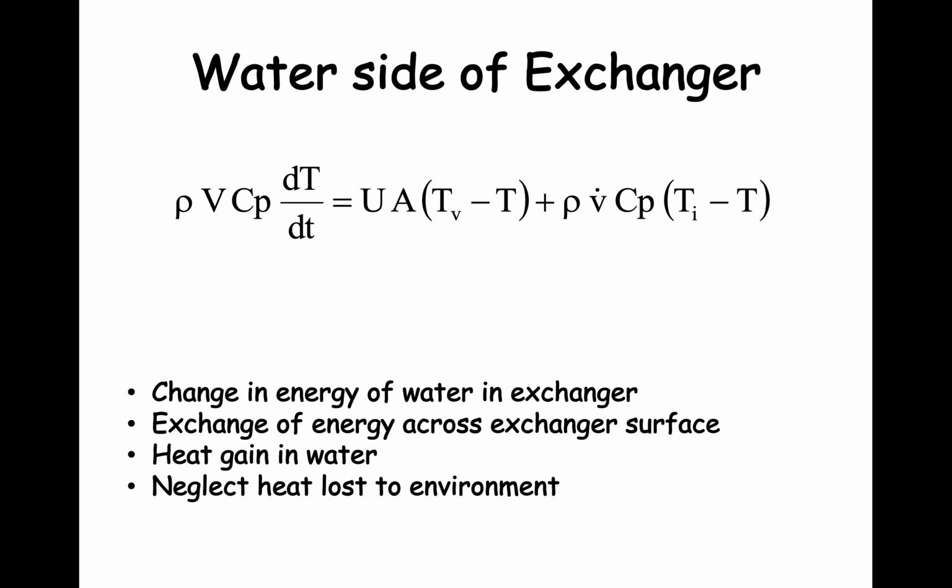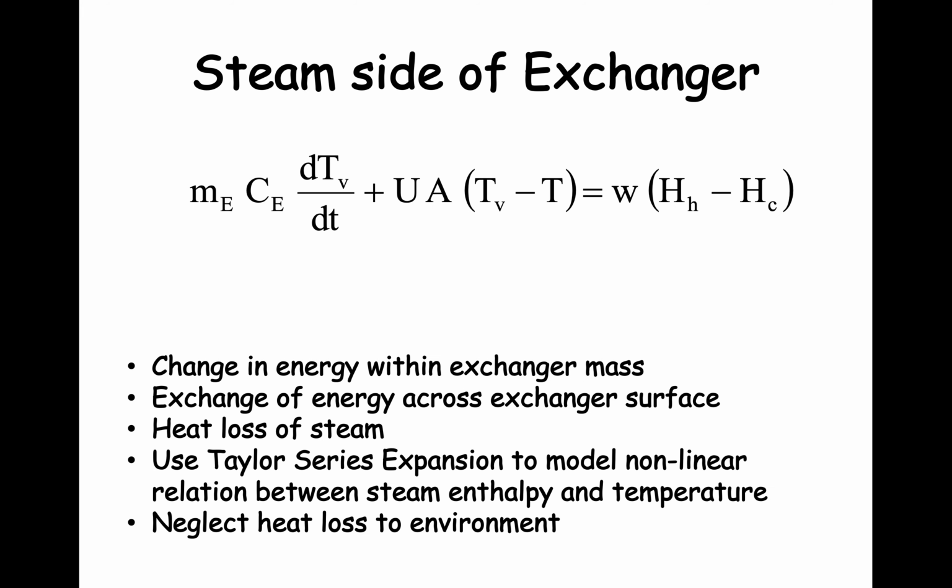This is the heat balance and exchange on the steam side of the steam heat exchanger. The derivative term describes the change in temperature of the heat exchanger mass. The second term is the heat exchange across the exchanger surface. This matches the term on the water side, but it is now on the left side of the equal sign. The third term is the heat loss of the steam. This must match the heat gained by the water.